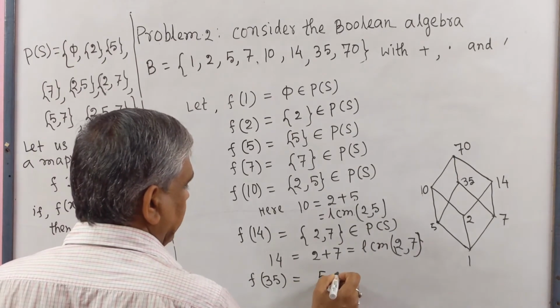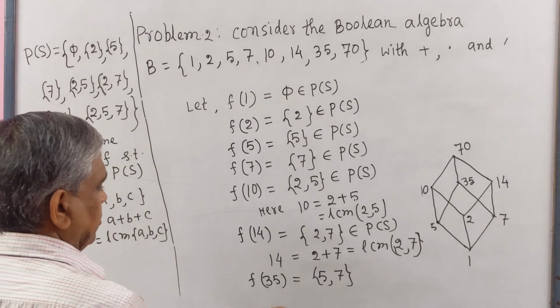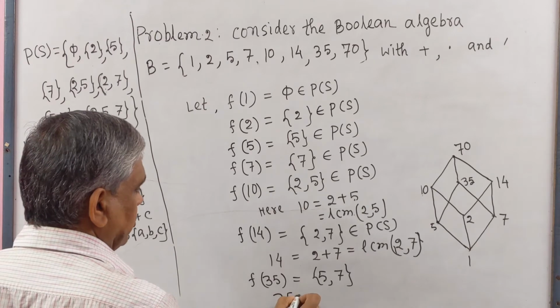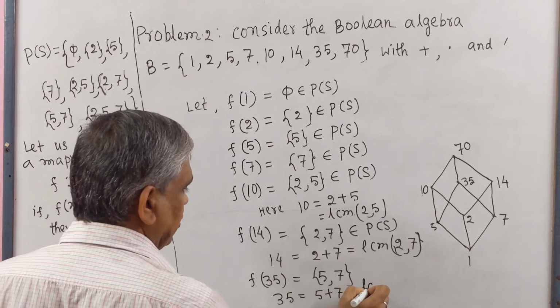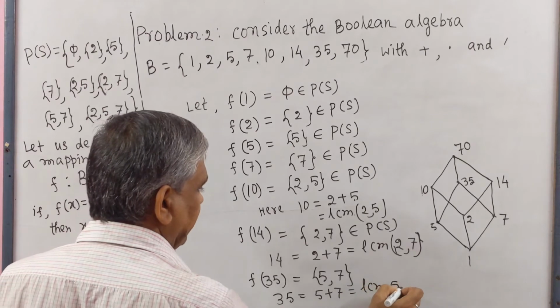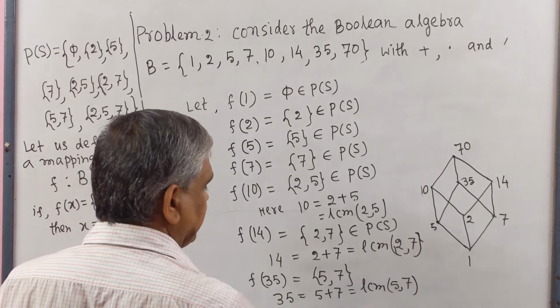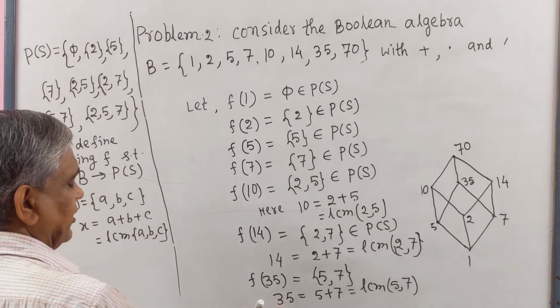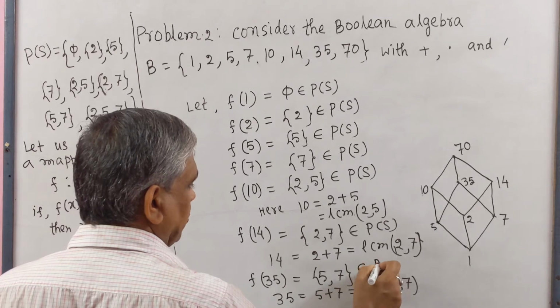Five and 7. Since 35 is equal to 5 times 7, that means the LCM of 5 and 7 is 35, and this belongs to PS.